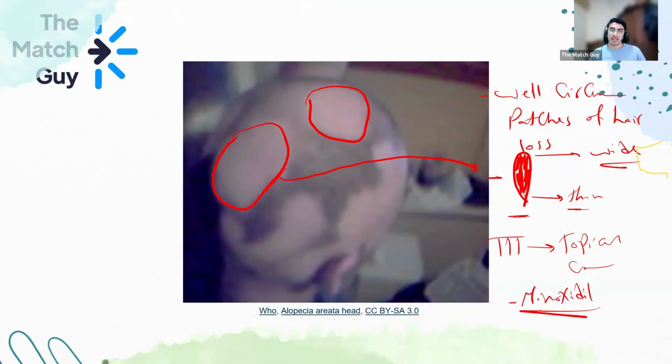And by the way, guys, since alopecia areata is an autoimmune condition, in the questions, he will mention a history of other autoimmune conditions. For example, he will tell you that this patient has a history of Hashimoto's disease or type 1 diabetes mellitus or vitiligo, exactly. Okay, nice.